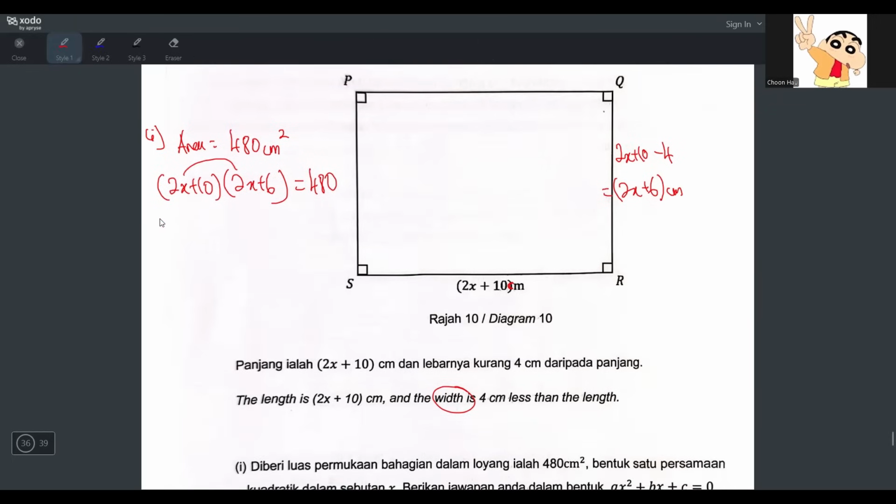So 2x times 2x, 4x squared. 2x times 6 gives you 12x. 10 times 2x gives us 20x. 10 times 6 is just 60. And we want it to be equal to 0 later because it's general form. So the 480 pindah jadi minus 480.